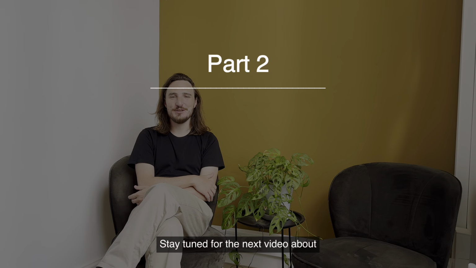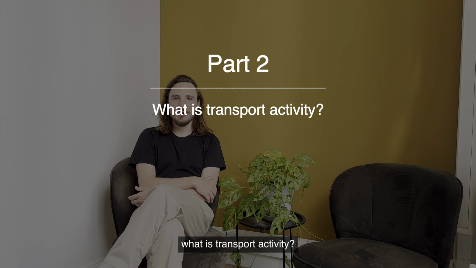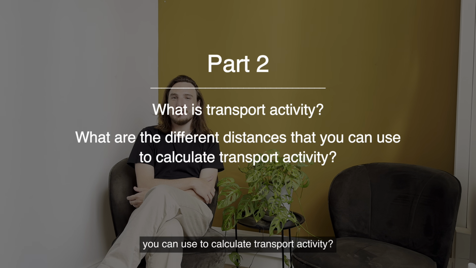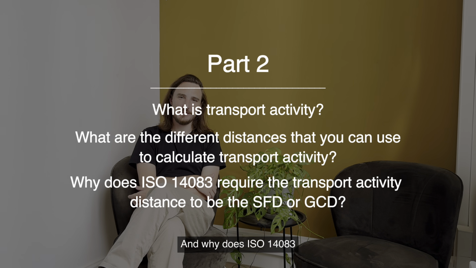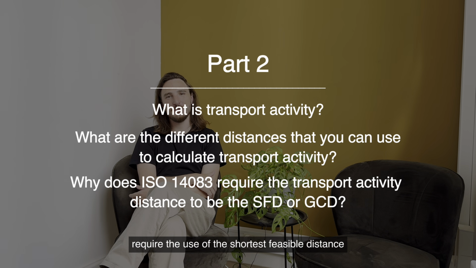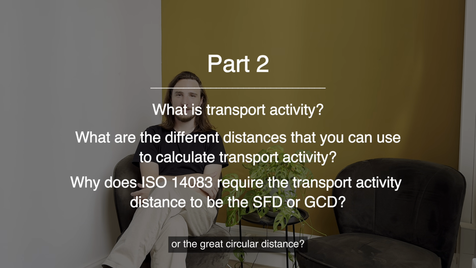Stay tuned for the next video about what is transport activity, what are the different distances that you can use to calculate transport activity, and why does ISO 14083 require the use of the shortest feasible distance or the great circular distance.